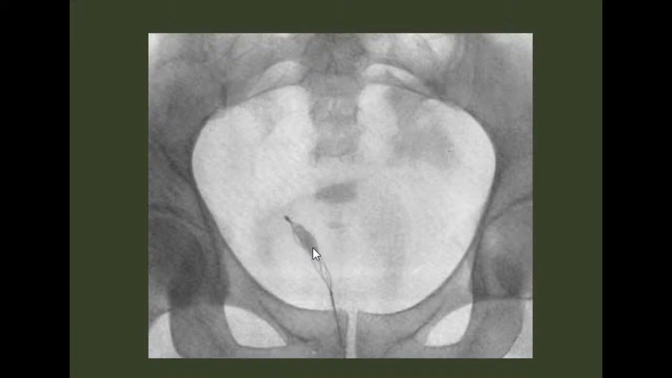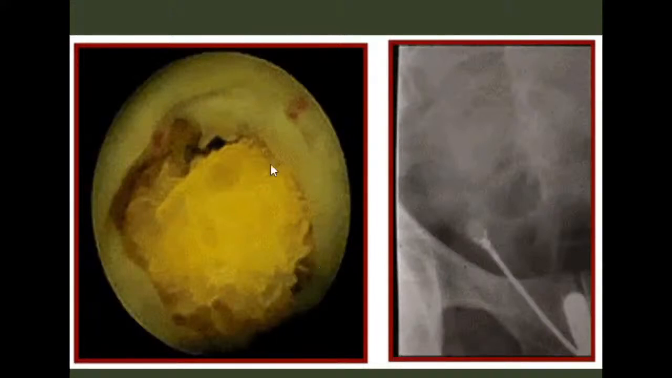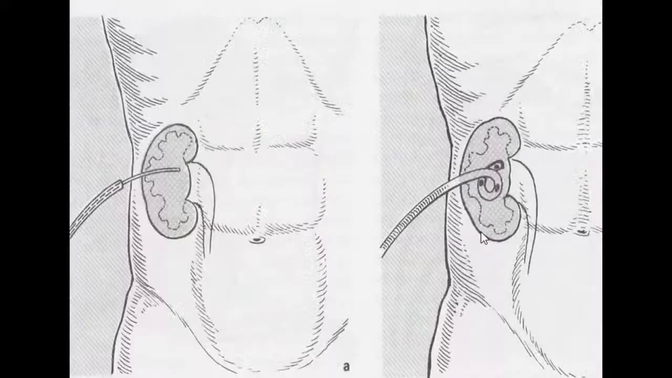And next, gradual traction downward leads to evacuation of this stone. In this picture you can see a stone of the ureter. This picture we can see through the ureteroscope, and in this case you can see fixation of the stone of the ureter by special forceps. This picture demonstrates inserting of a nephrostomy, percutaneous nephrostomy.